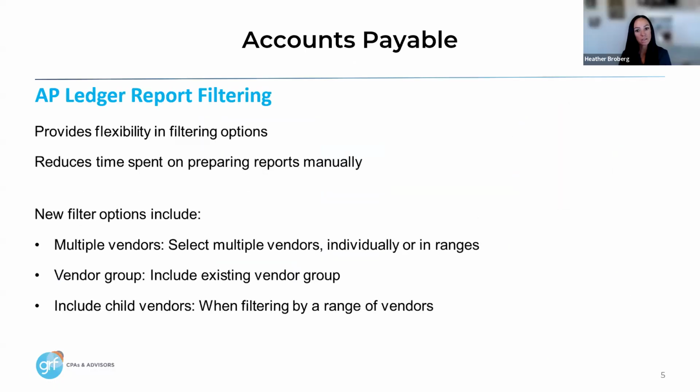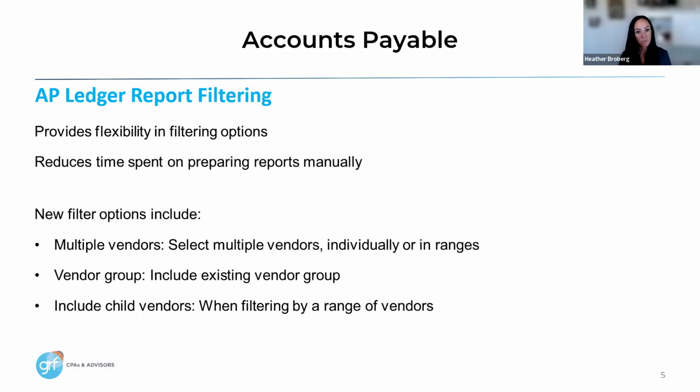I wanted to start off today talking a little bit about some new features that you're going to see in accounts payable. In accounts payable, via this release, Sage has given us the ability to do some enhanced filtering on the AP ledger report. For those who had seen the report previously, you'll see that everything was predefined. You could not add advanced filters, but now we have some of those options. If you see here on my screen, there are 3 new filter options. One is for multiple vendors. We can also add in vendor groups and even include child vendors when sorting by those ranges.